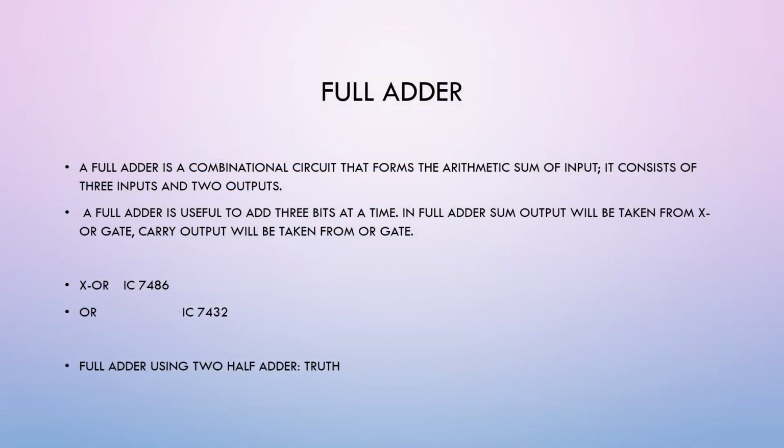Now let's move on to full-adder. A full-adder is a combinational circuit that forms the arithmetic sum of input. It consists of 3 inputs and 2 outputs. A full-adder is useful to add 3 bits at a time.